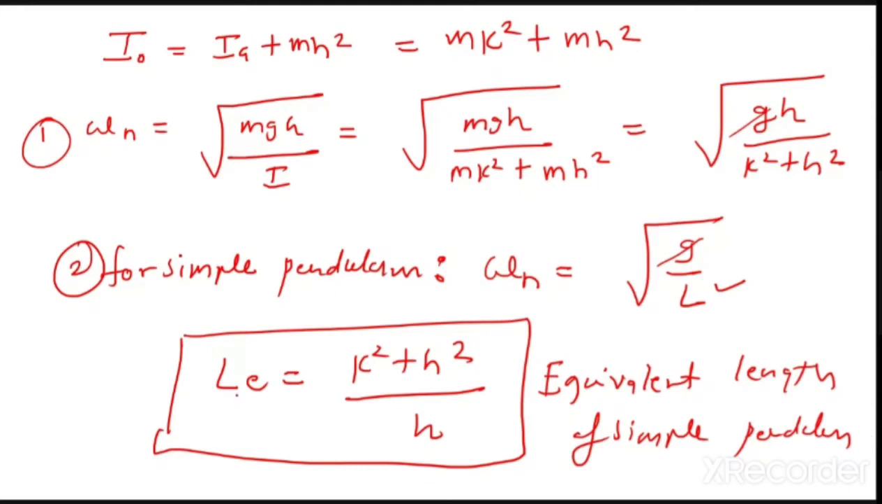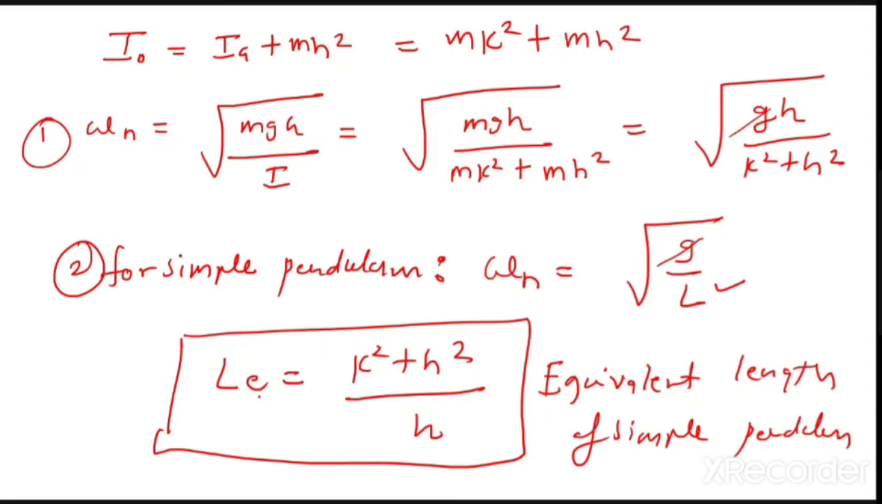Now guys, what is the use of this length of the simple pendulum? This length of the simple pendulum, that is LE, is used to calculate the natural frequency omega n, or the time period, or maybe the k, or maybe the h, or vice versa.